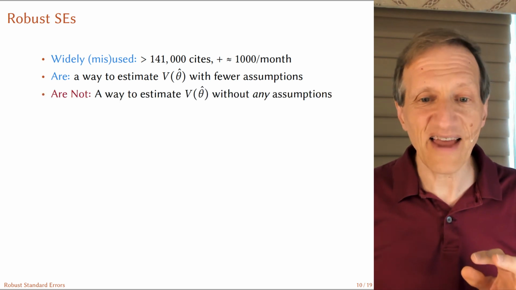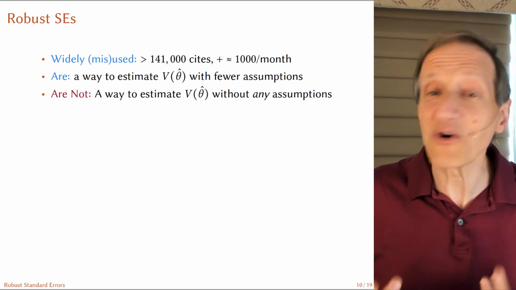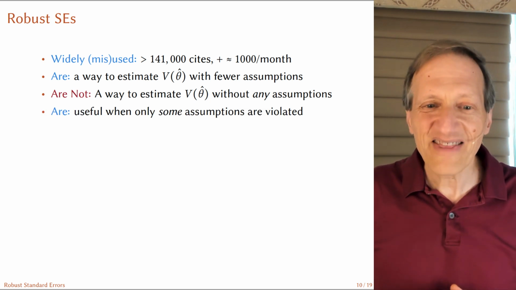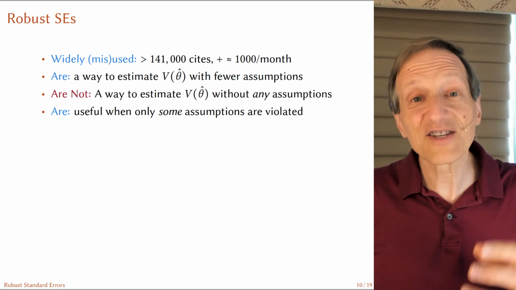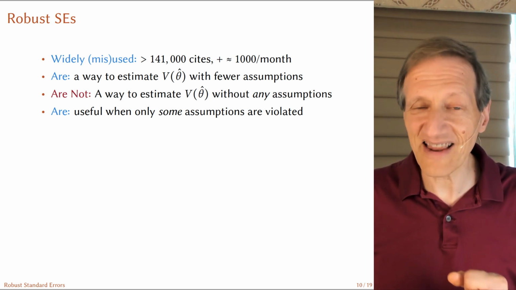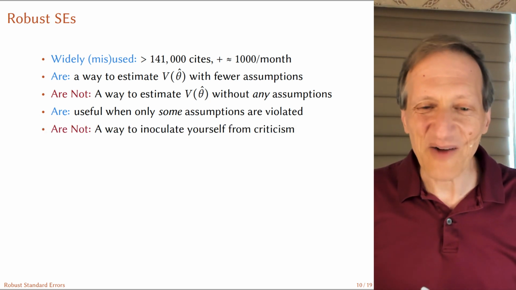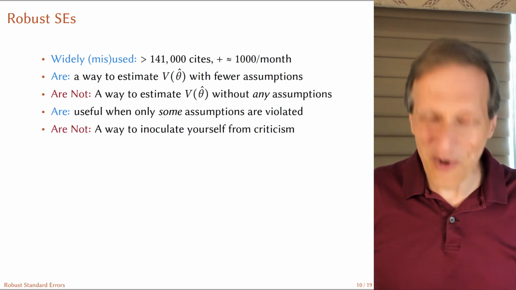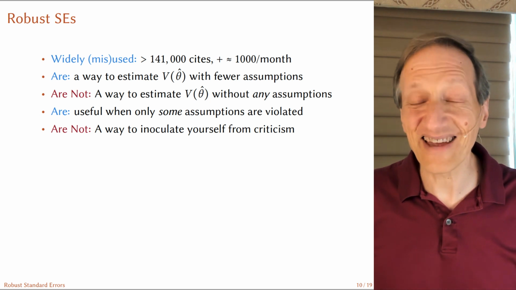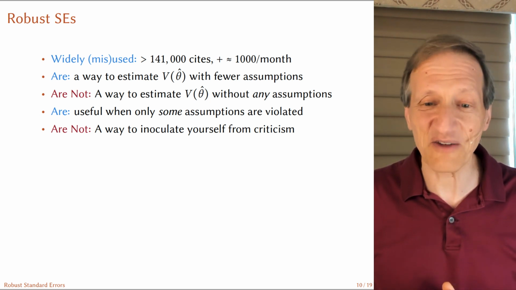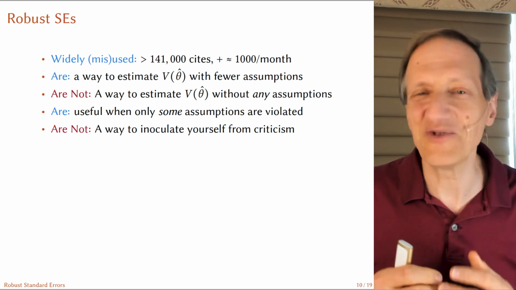But they're not a way to estimate the variance with no assumptions, and that seems to be how they're described sometimes. They're useful only when some assumptions are violated, not when all assumptions are violated, and we have to know which is which. They are not appropriate to use in the way that they are usually used, which is as a way to inoculate yourself from criticism. They don't do that, okay?